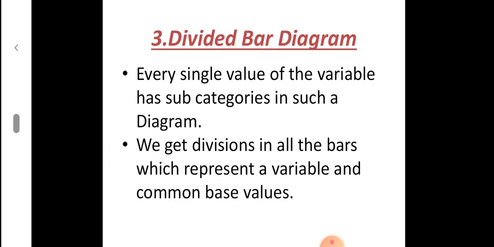Every single value of the variable has subcategories in such a diagram. We get divisions in all the bars which represent a variable and common base values. When the data on a variable for different places, times, or things are given in total of values of the variable and its related subcategories, then a divided bar diagram is drawn.